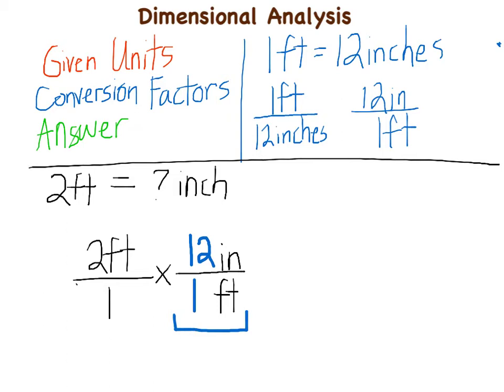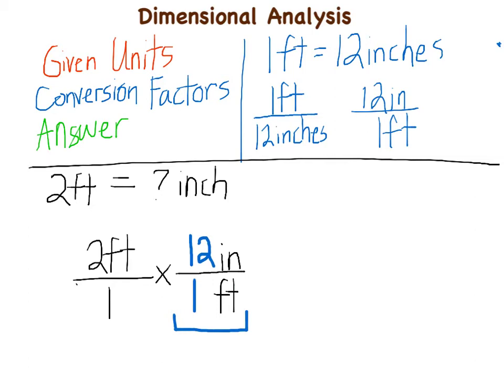Okay? So let's check ourselves right here. We got our given units. That's good. Nothing to check there. And then we multiply it times the conversion factor, which is right here. Now, the important thing is, in the conversion factor, does the numerator equal the denominator? 12 inches is equal to 1 foot. Okay, so that's good to go.